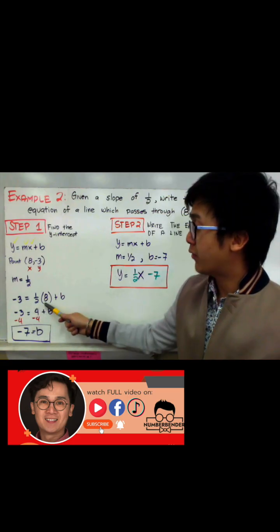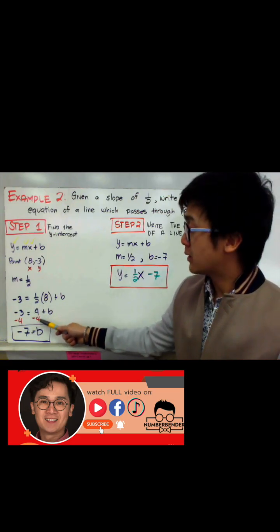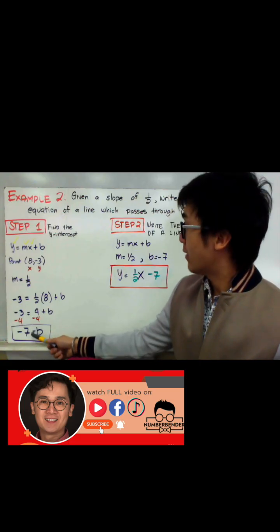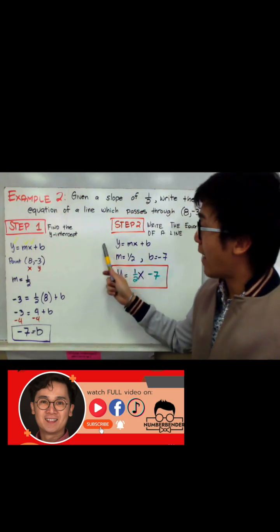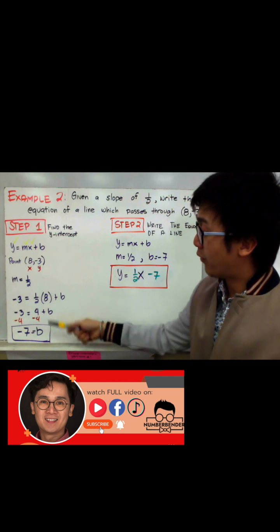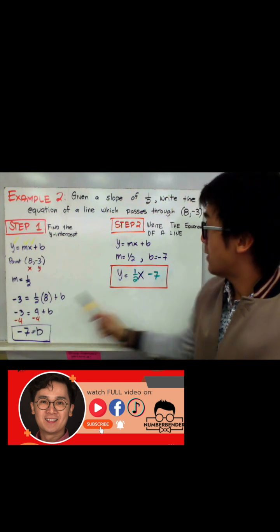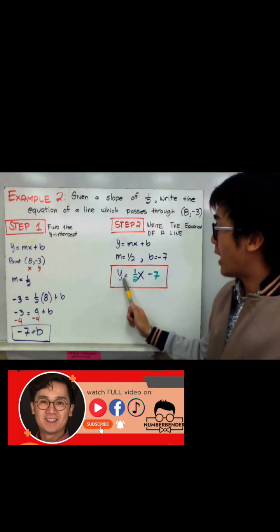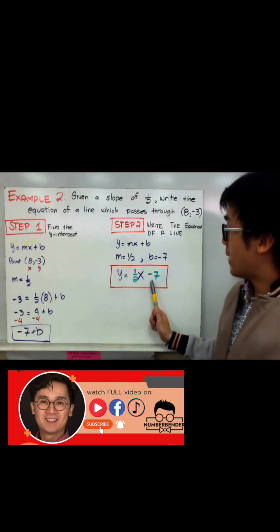So 1/2 of 8 is equal to 4, and subtract 4 on both sides, and we'll have b = -7. Therefore, in our second step, since we have our given slope and we found our y-intercept, we are now ready to write the equation of a line, and the equation of a line is simply y = 1/2 x - 7.